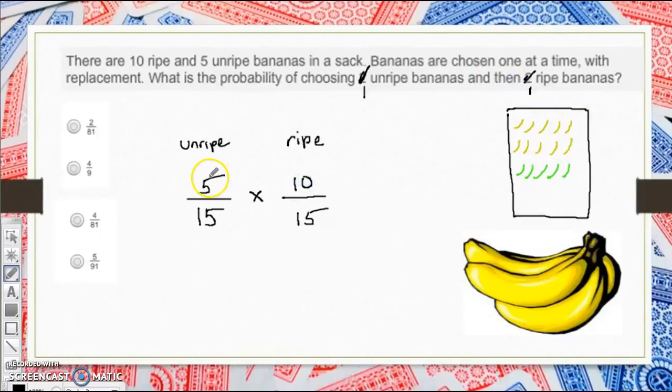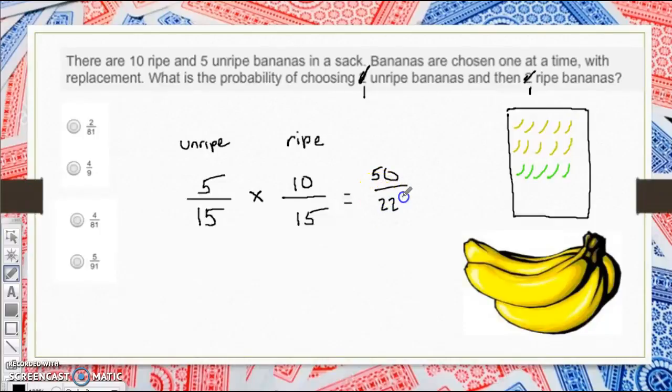All right, so the first draw, we had 5 out of 15 chance of choosing an unripe banana. Then we replaced it. And on the second draw, we had a 10 out of 15 chance of choosing a ripe banana. Now, we're going to multiply those together since we made 2 choices. 5 times 10 is 50. And 15 times 15, I believe it's 225, but I'm going to double check. Because it's getting late in the day and I could do some goofy stuff. Oh yeah, there we go.